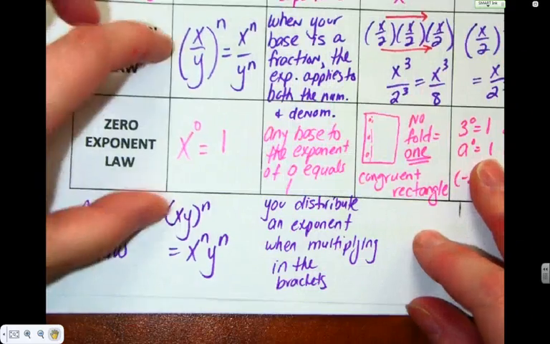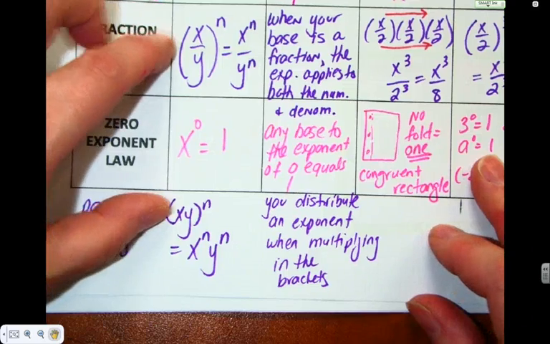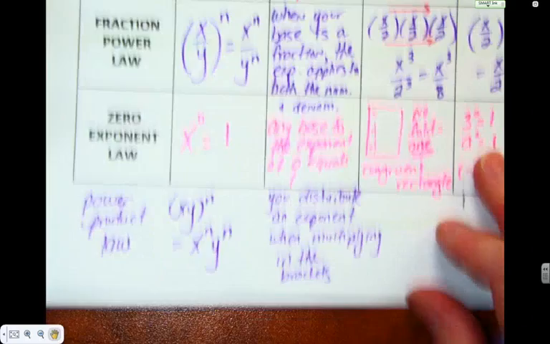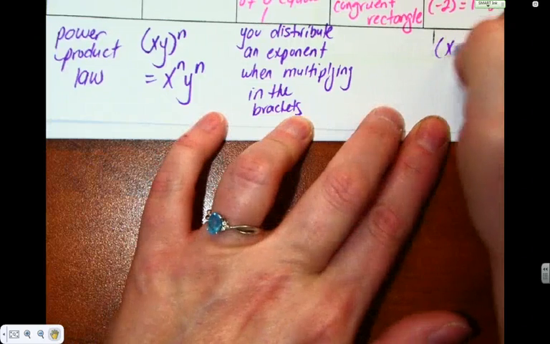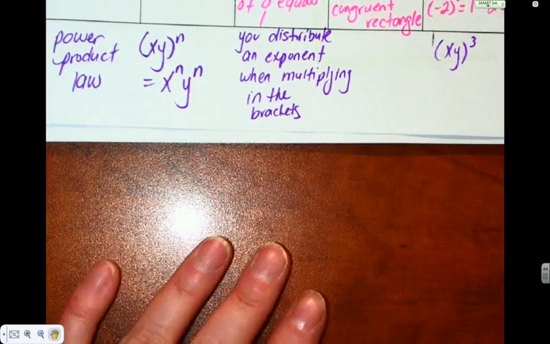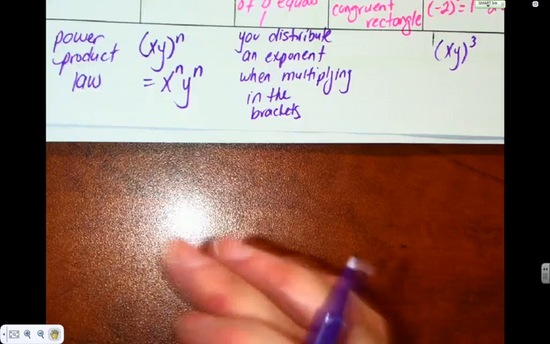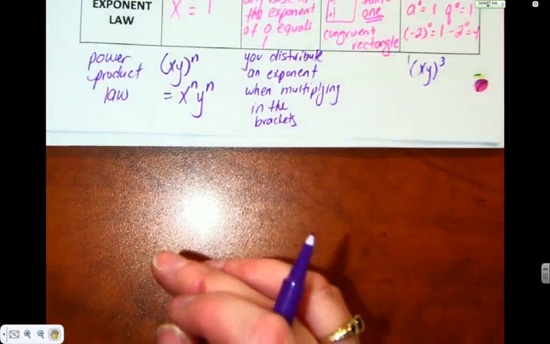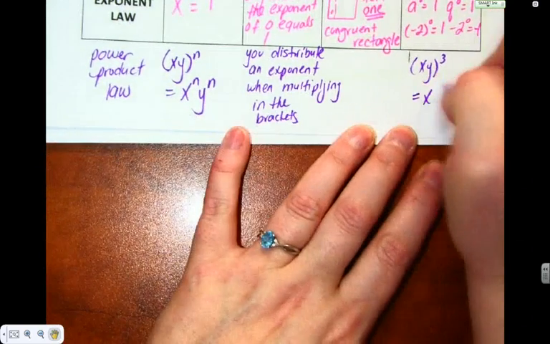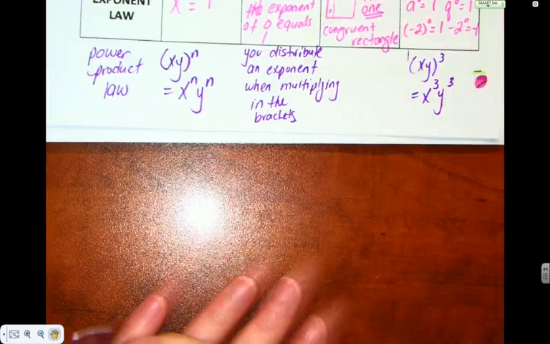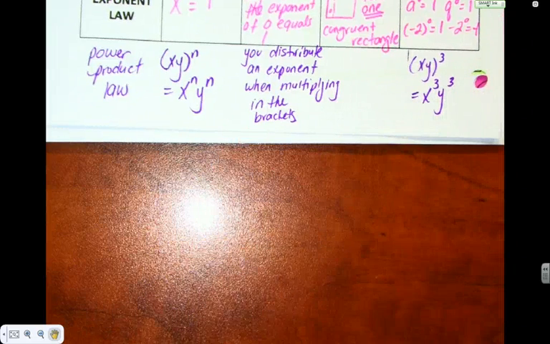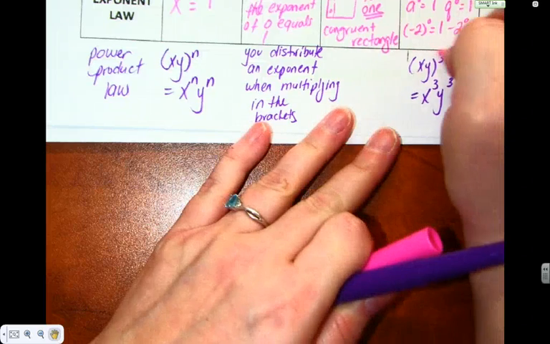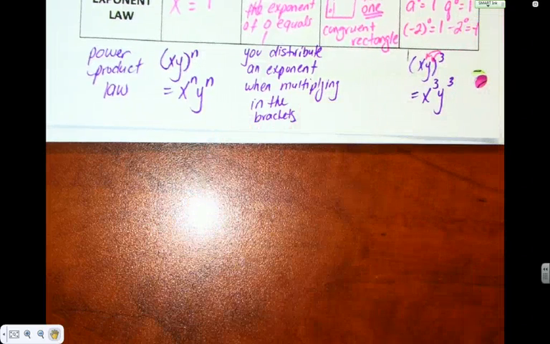Do you see the similarity to fraction power law? Right, it's the same idea here, we distributed. So an example could be xy to the 3, or xy cubed. According to the exponent law, this should be x cubed and y cubed. So what we really did was just give that 3 to both of the things in the brackets.